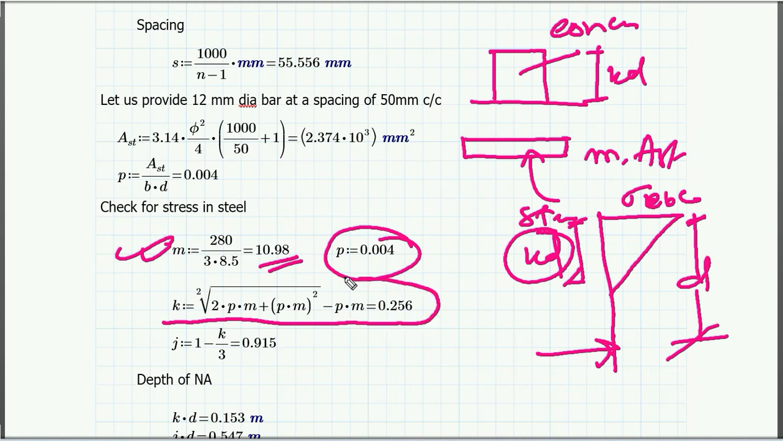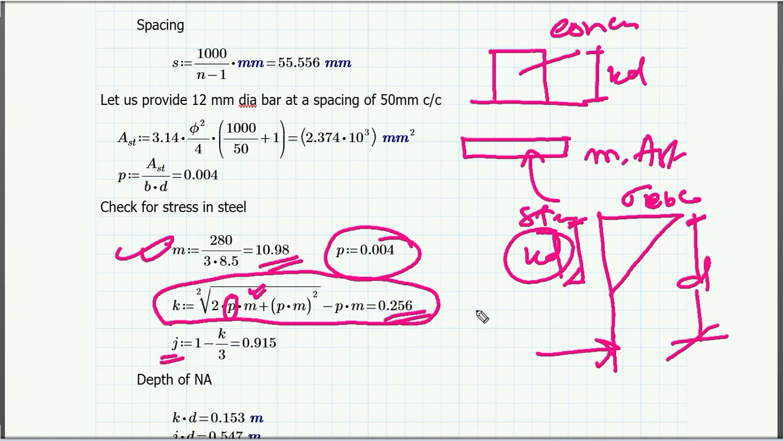The factor for the depth of neutral axis can be found out by this equation, where this is the square root of 2pm plus pm squared, minus pm. p is actually the percent of steel, and m is the modular ratio. So the square root of 2pm plus (pm)² minus pm will give you 0.256.